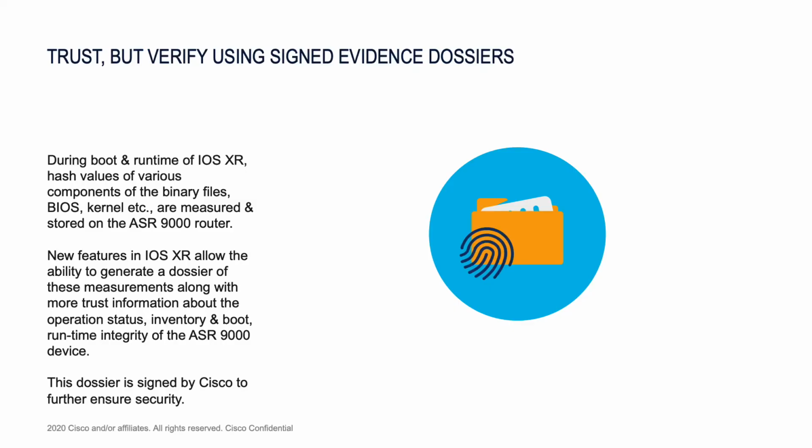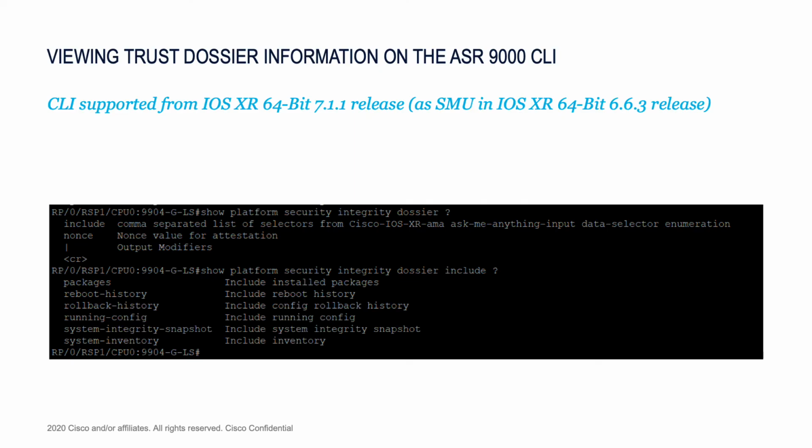During the boot and runtime of iOS XR, various hash values of all the different binary files, like the BIOS, the kernel, all of these are measured and stored on the ASR 9000. New features in iOS XR let us generate a dossier of these measurements along with some more trust information like the operational status, the inventory, boot and runtime integrity of the ASR 9000. This dossier is also, on top of everything, signed by Cisco to ensure further security. So if you want to check this trust dossier on your ASR 9000, you can use the CLI to do so.